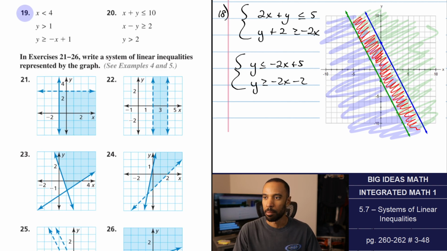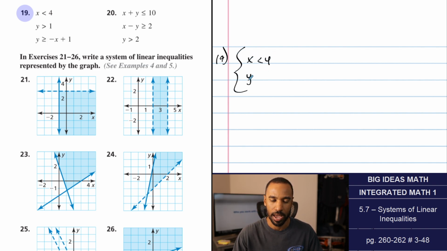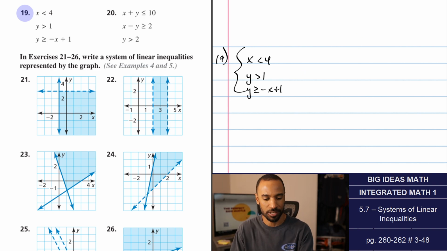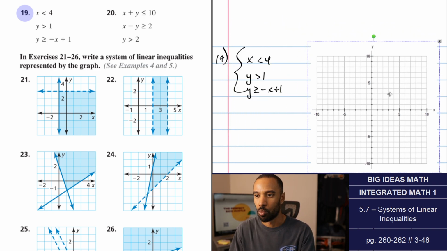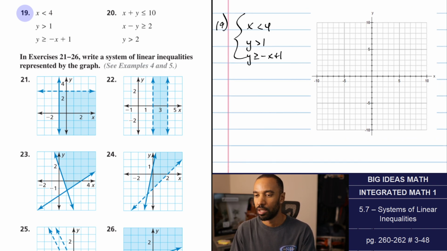Okay. Numbers 19 and 20 have 3 inequalities. These ones would kind of look more like some of those word problems, at least the word problem that we saw in the lecture portion. So x is less than 4, yet y is greater than 1, yet y is greater than or equal to negative x plus 1. So they do have a pretty nice progression system when it comes to what we're doing with graphs and how we learn off of them. I applaud them for that. Nicely set problems, folks, of Big Ideas Math.